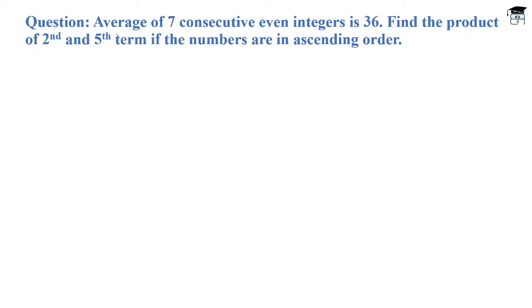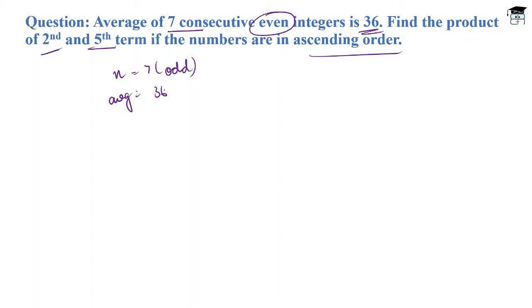Now moving on to the next question, that is average of 7 consecutive even integers is 36. Find the product of second and fifth term if the numbers are in ascending order. So now we know that n is 7, that is odd. Average we know is given, that is 36, but they are in AP and they are even integers. So that is A plus 2, A plus 4. The digits would be even, right?